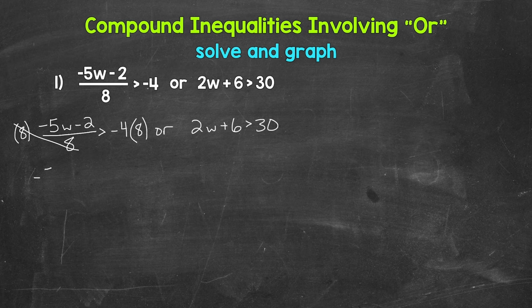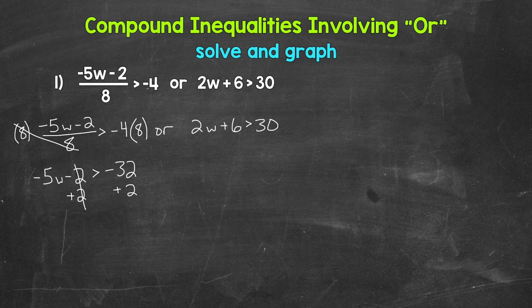So we have -5w minus 2 is greater than, and then on the right, -4 times 8 gives us -32. Now we have -5w minus 2 is greater than -32. We have multiplication and subtraction here. So we need to undo the subtraction next. The inverse operation is addition. So add 2 to the left side and the right side.